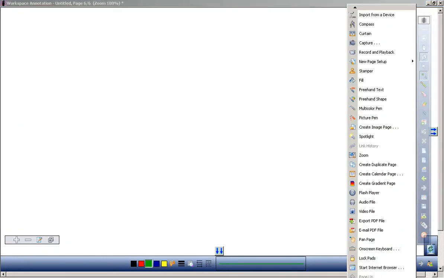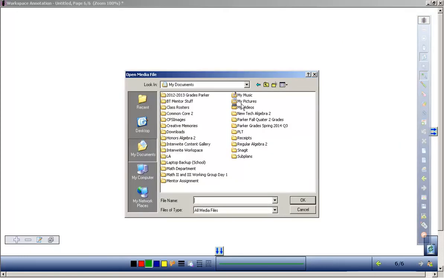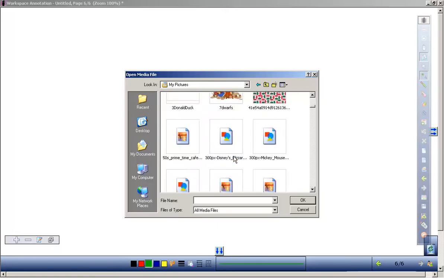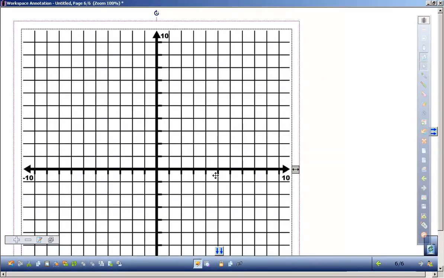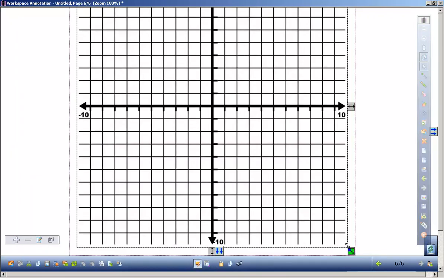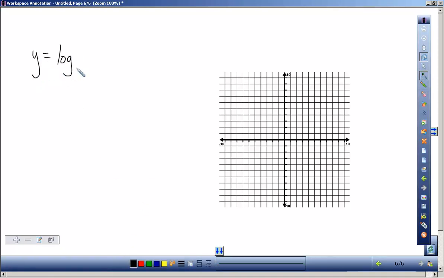So if I look at an example problem, let's get a graph on here so we can look at it. There's our graph. Alright, so when we have our graph, and we want to graph a log, let's look at the log y equals log base 2 of x minus 4 plus 3.